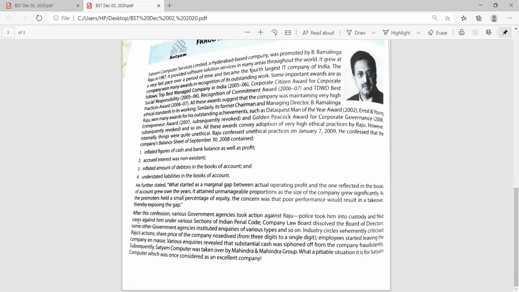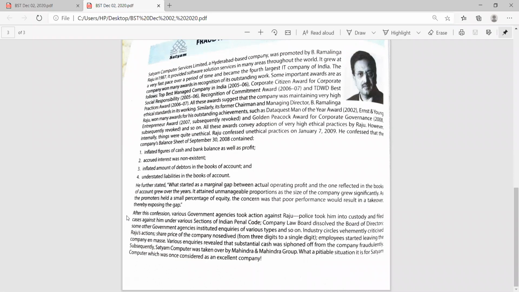Tarun, please read the last two paras. Last para, sorry. After the confession, what action has further been taken against Raju? The last para you have to study. After the confession, what action was taken by the government agencies? Yes, after the confession.